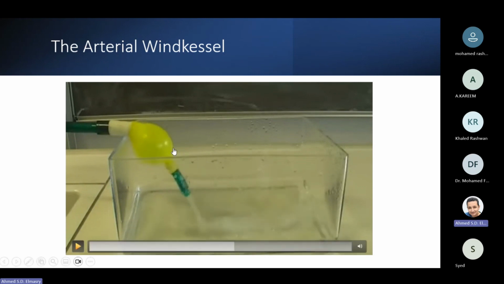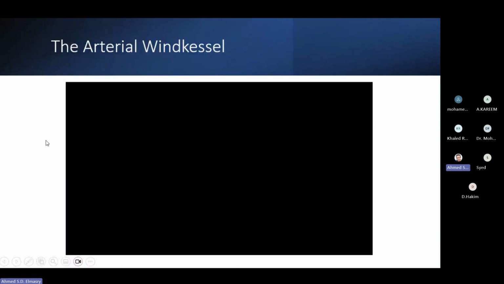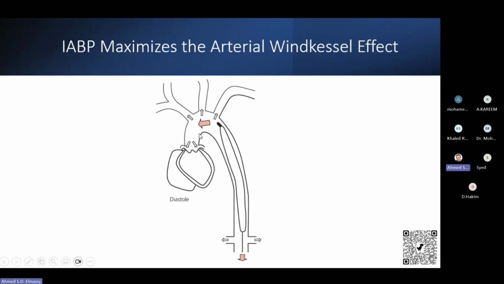As you see here, adding the elastic part to the circulation is able to give a state of continuous blood flow throughout the cardiac cycle, through the systole and through the diastole, and this is what we call the Windkessel effect. And the intra-aortic balloon is able to maximize the arterial Windkessel effect, because the intra-aortic balloon will be inflated during the diastole, and it will augment the displacement of the blood to the brain and to the heart and to the distal perfusion organs during the diastole.